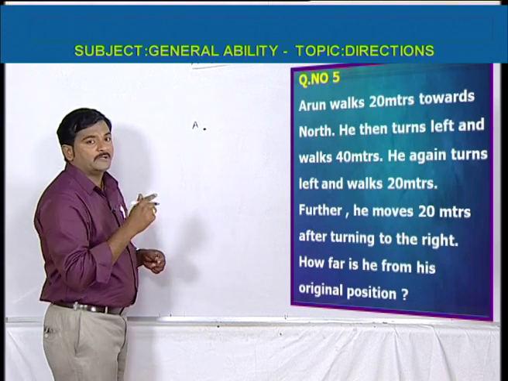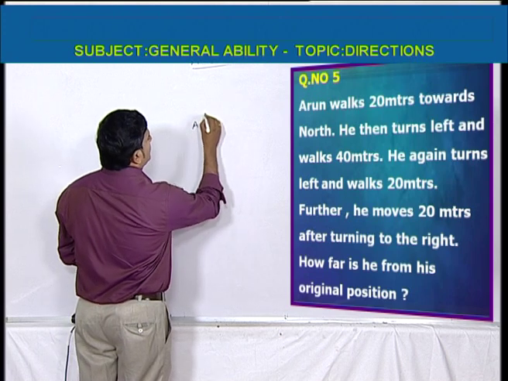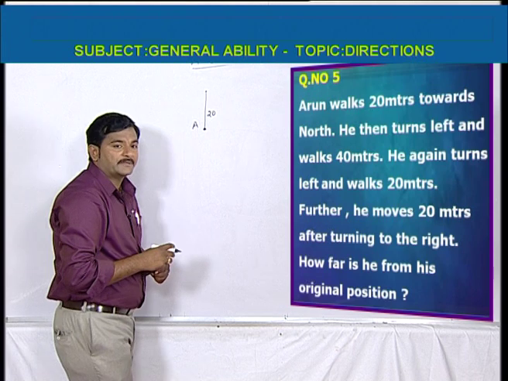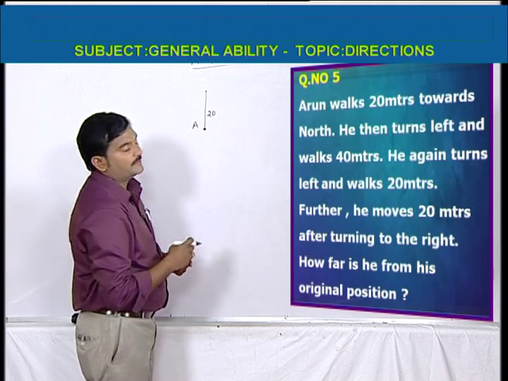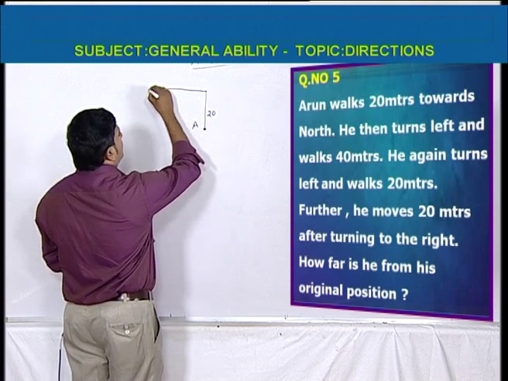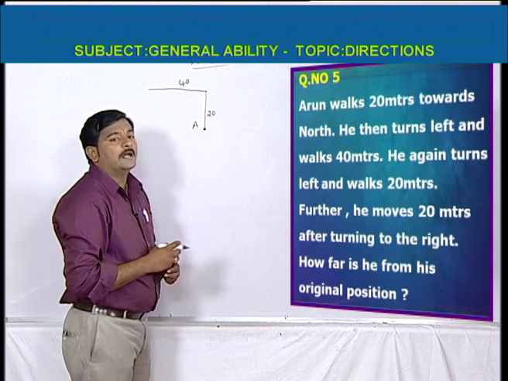Now he walks how many meters? 20 meters towards north. Okay, no issue. This is the north direction. Then what happened? Then he turns left and walks how many meters? 40 meters. So he turns left and walks 40 meters. You need to take the accurate diagram. Turns left and walks 40 meters.